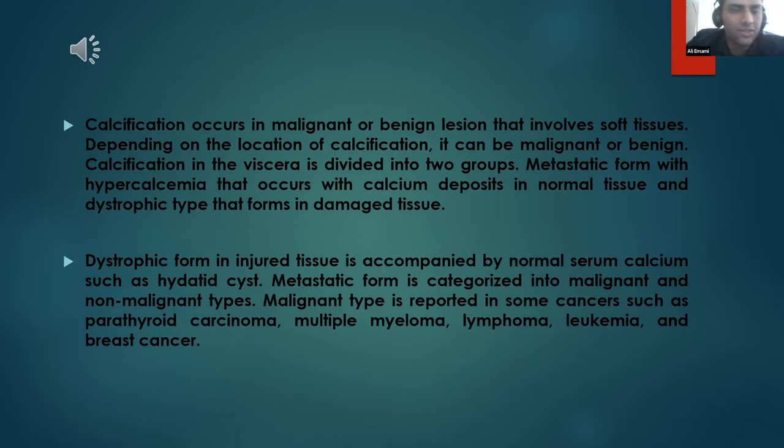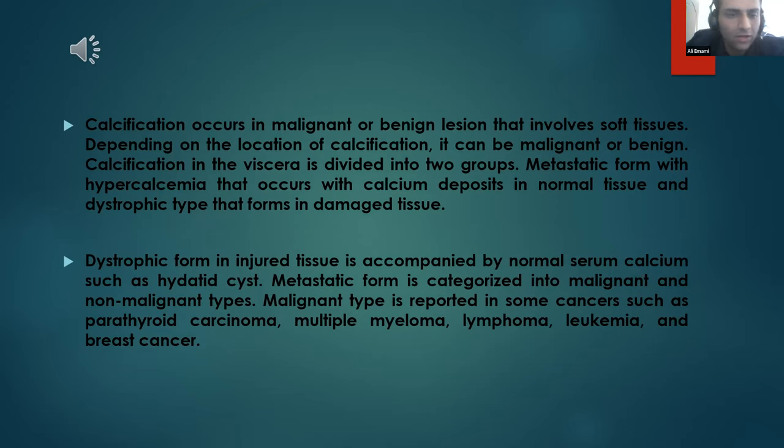About calcification, I want to divide the calcification into malignant and benign lesions, which can be seen in the soft tissue. Depending on the location of calcification, it can be malignant or benign. Calcification in the viscera is most of the time of the metastatic form.